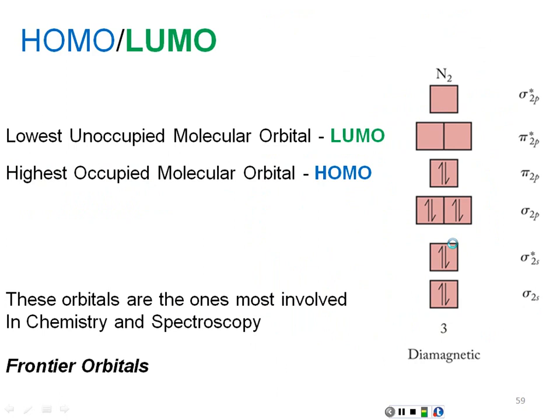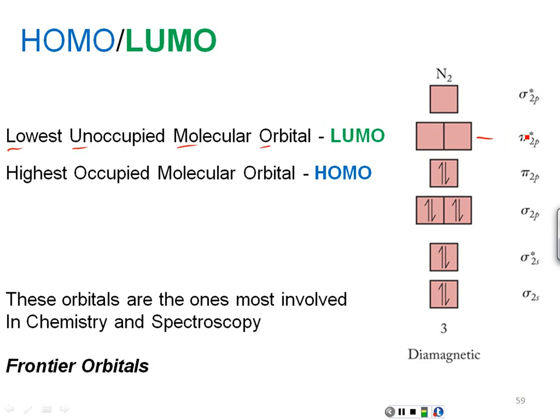I'm going to bring up two important terms that I don't believe your book really talks about, but I feel they're important, and they're really important when you go on to organic chemistry. And that's the concept of HOMO and LUMO. So what do those stand for? LUMO stands for the lowest unoccupied molecular orbital. And if we look at an example of N2, what is the lowest energy unoccupied molecular orbital? That would be this one, which is the pi star 2p.